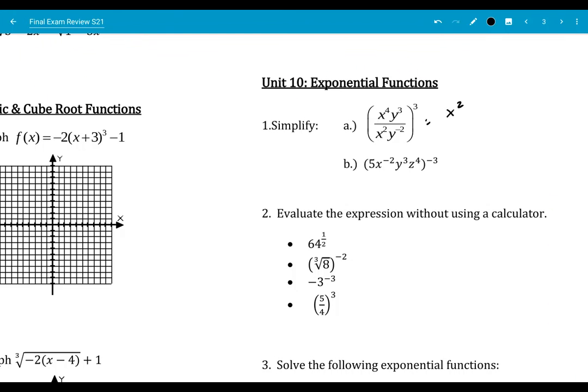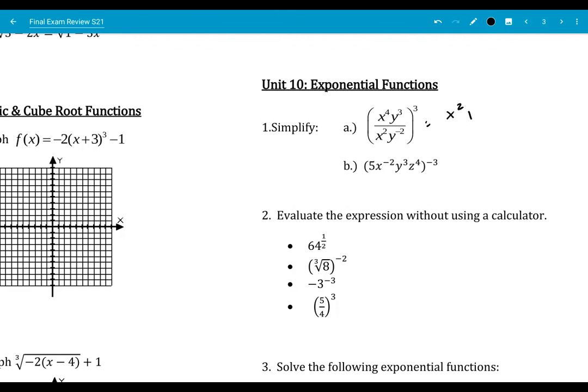Y to the power of 3 over y to the negative 2. So 3 minus negative 2 is y to the 5 on top. And keep in mind that's all still raised to the power of 3. So exponents on the outside of parentheses, it's like a distributive property. So that's going to give us x to the 6th, y to the 15th.